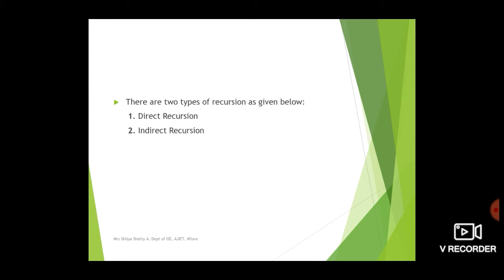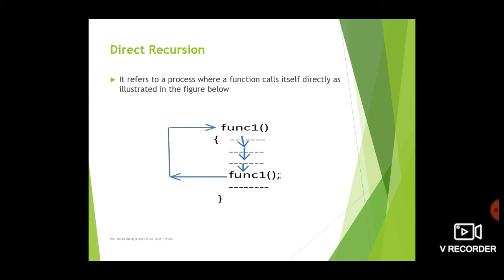Basically there are two types of recursion. The first technique is direct recursion and the second one is indirect recursion. Let's see what is direct recursion. It refers to a process where a function calls itself directly, as illustrated here. I gave you an example of Fibonacci. The Fibonacci function is calling Fibonacci again. This type of function is called direct recursion. If a function calls itself directly, it is called a recursive function. If you see in the figure, function 1 executes and it calls function 1 inside the definition of function 1. So it's an example of direct recursion.